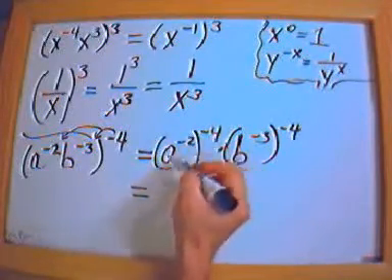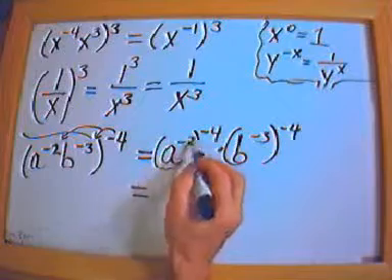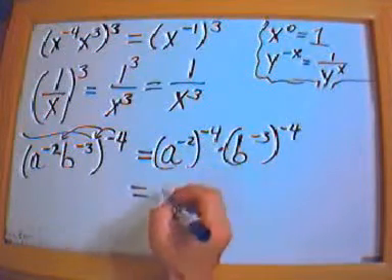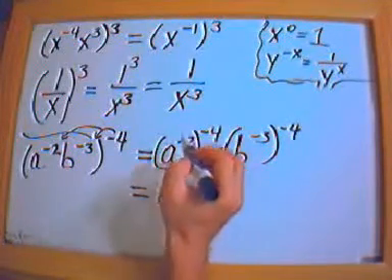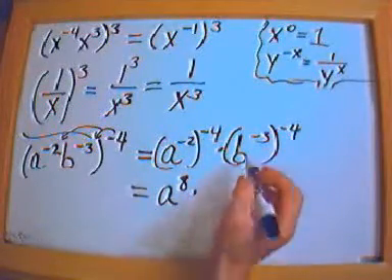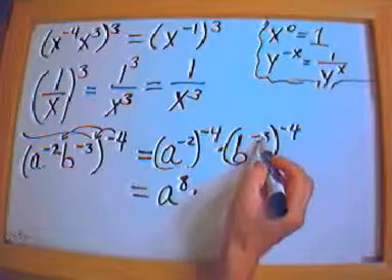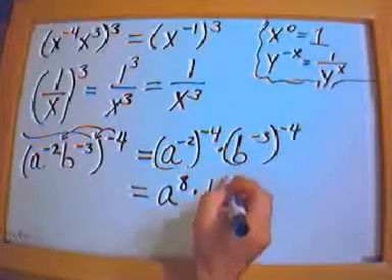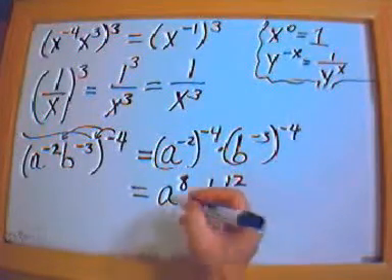And then how do I actually simplify this? Well, when I have an exponent raised to an exponent, I just multiply the numbers. So this is going to be a. Negative 2 times negative 4 gives me positive 8. And then over here, negative 3 times negative 4 gives me b to the 12, positive 12. And that's how you do it.